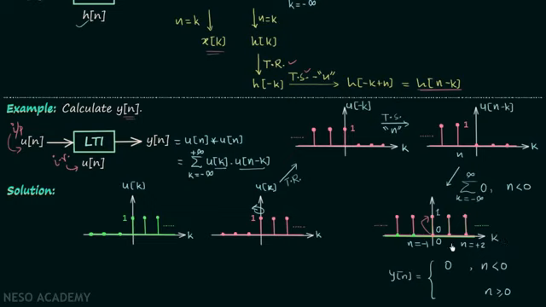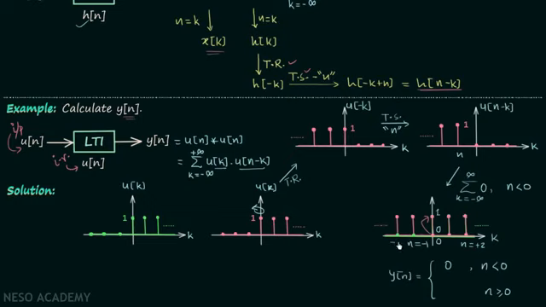Similarly, when k is equal to 1, u[n minus k] is now 1. K is equal to 2, u[n minus k] is now 1. And for the other values of k which are greater than 2, u[n minus k] is still 0. Now let's calculate u[k] multiplied to u[n minus k] for the different values of k. And we will first consider the case in which k is negative. This means k is less than 0.